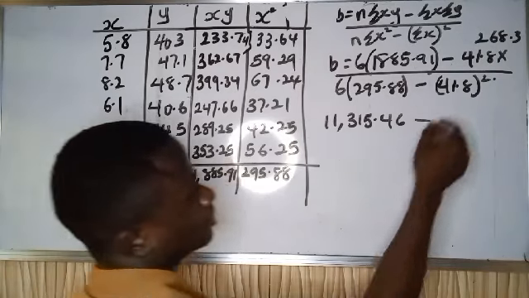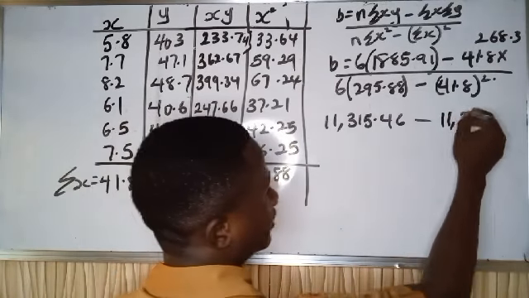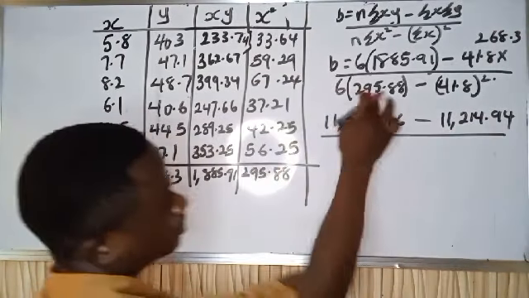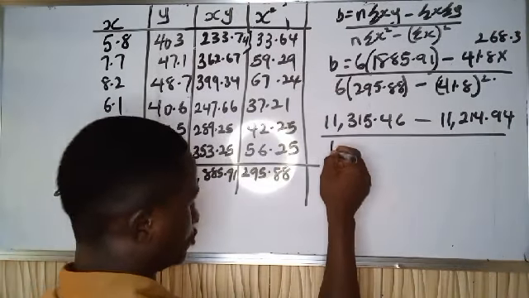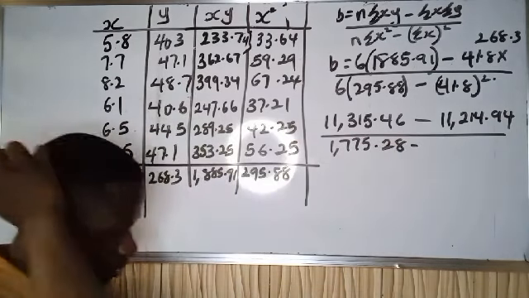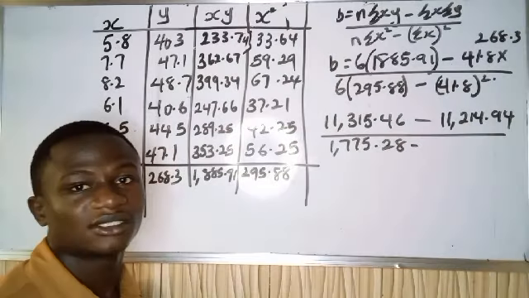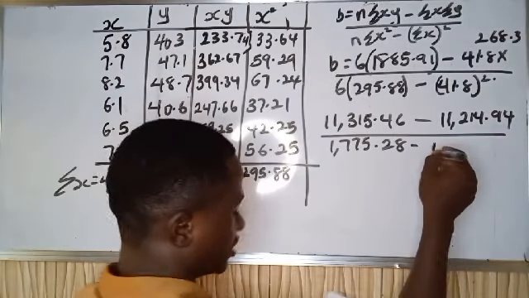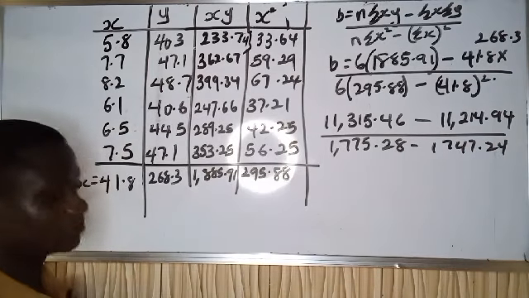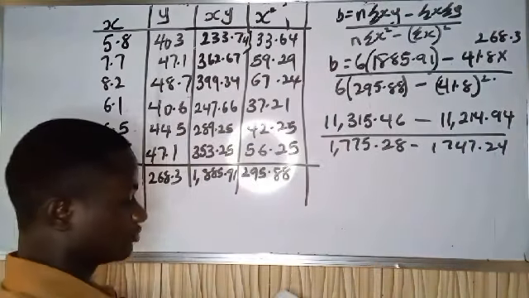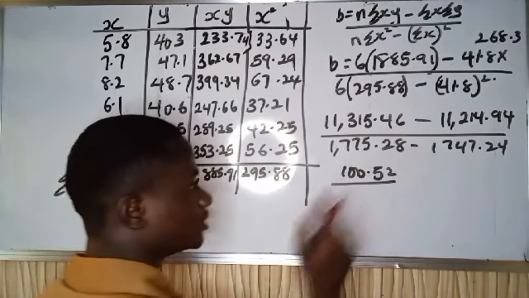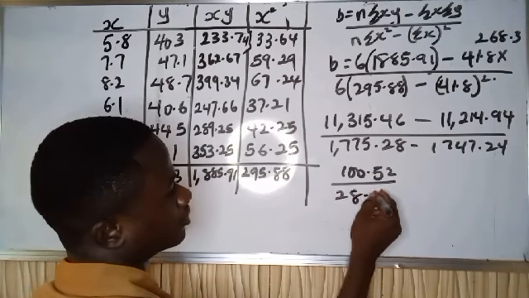If I multiply this times this, I'm going to have 11,214.94. So everything divided by 6 multiplied by this, I'm going to have 1,775.28. Then minus, if I square this 41.8, I'm going to have 1,747.24. Subtracting this from this gives me 100.52, divided by 28.04.